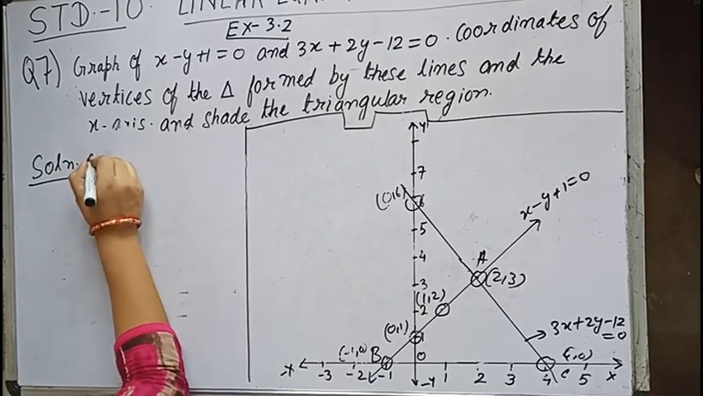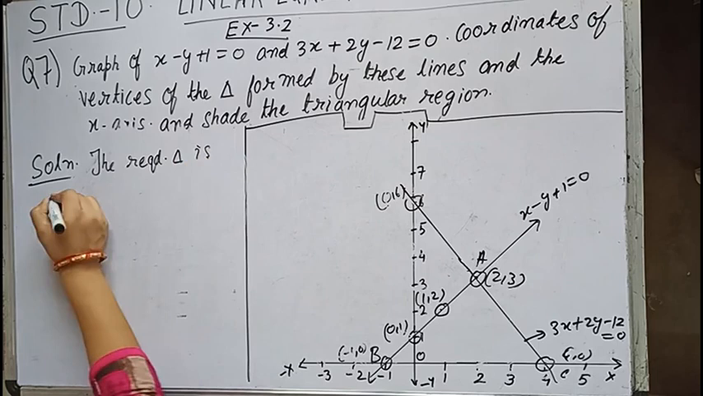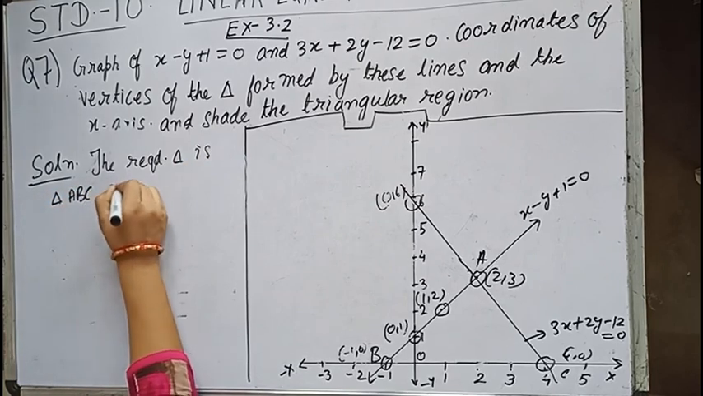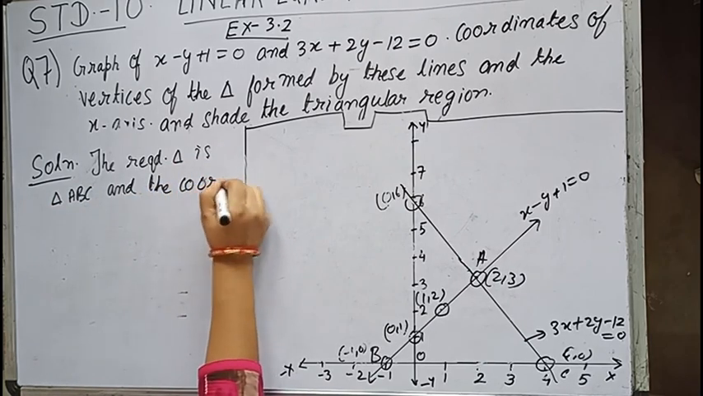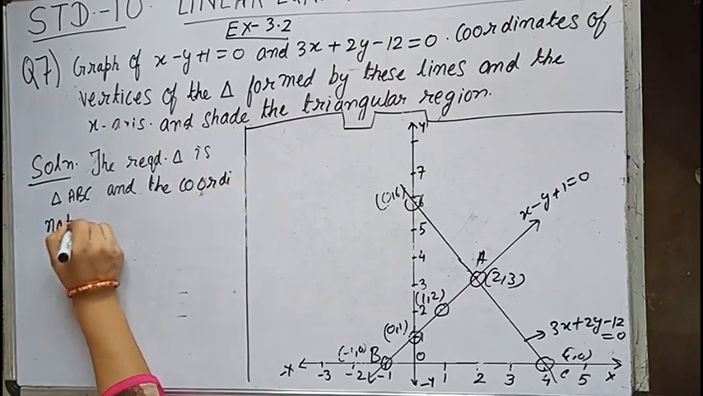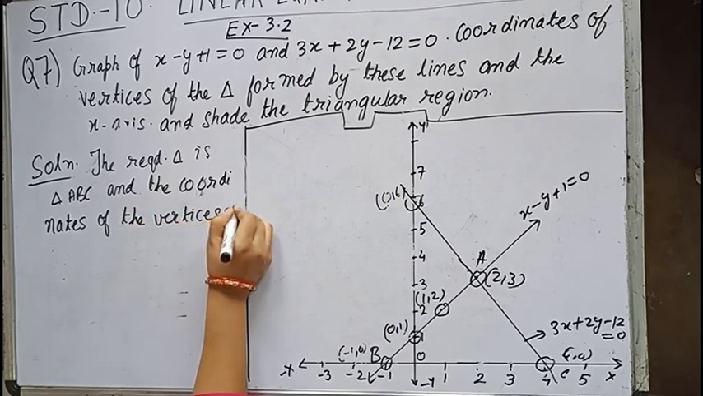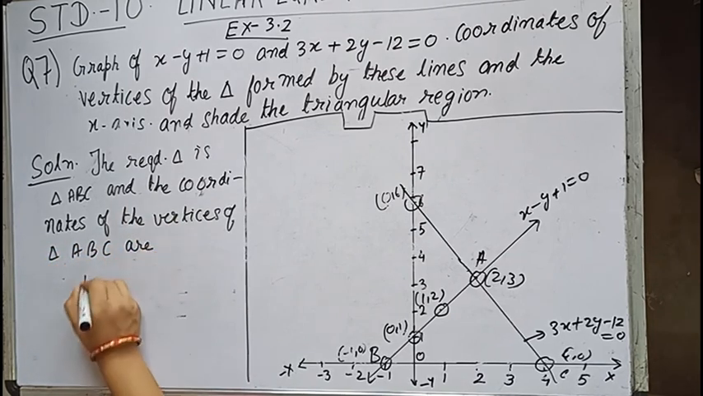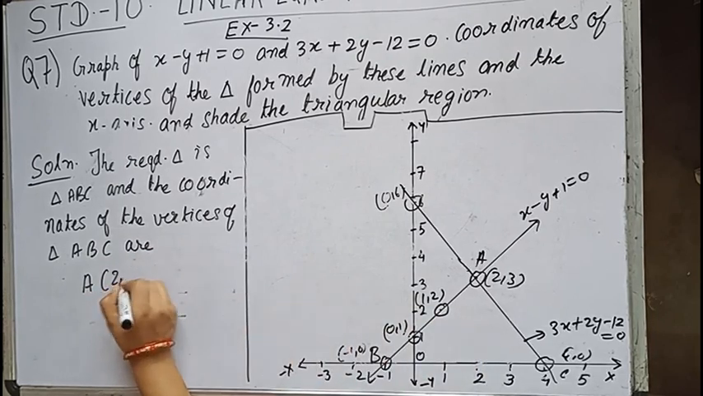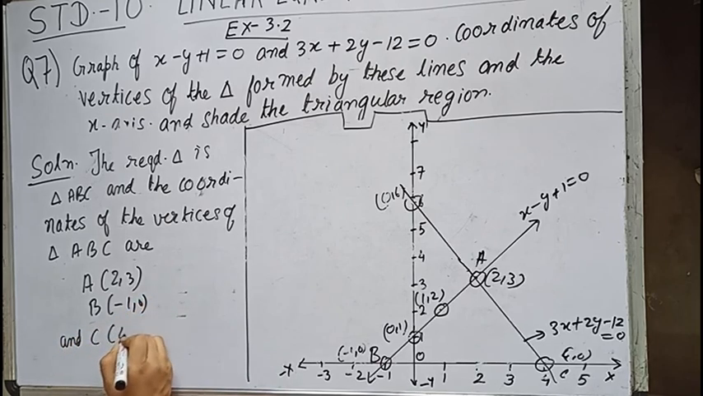Coordinates. You write, the required triangle is triangle ABC, and the coordinates of the vertices of triangle ABC are A 2, 3, B -1, 0 and C 4, 0. So the second section of the question is done.